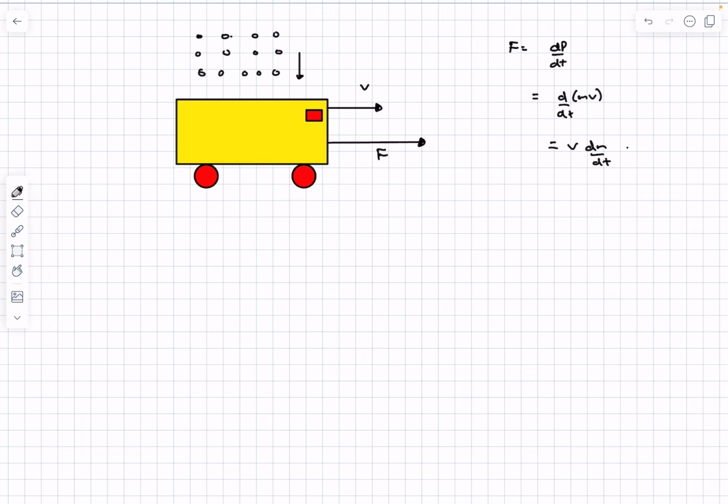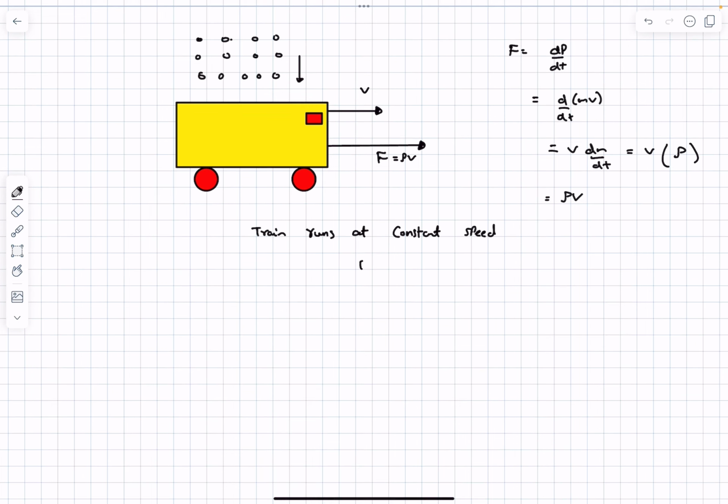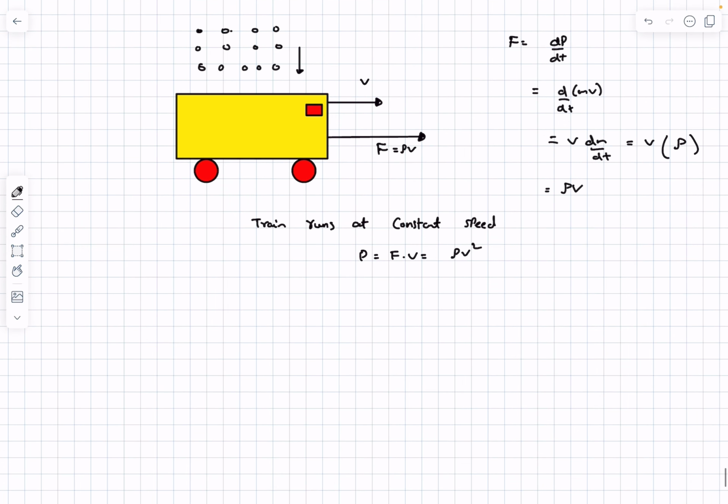So this would simply be v dm by dt, and dm by dt is basically the rate of change of mass of our train. Snow is responsible for increasing the mass, and dm by dt of the snow is given to be rho. So now we have the force that we need to apply in order to make sure that the train moves at a constant speed. The power that we have to provide is going to be F dot v, rho v multiplied by v, which is rho v squared. Okay guys, so now the reason I took this problem is to emphasize one thing.